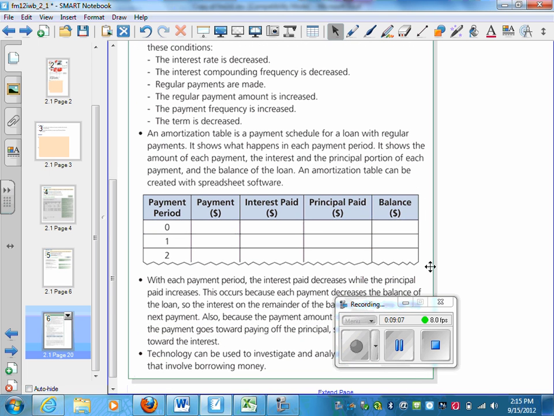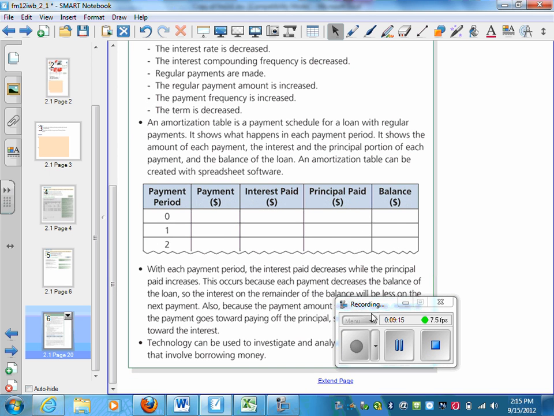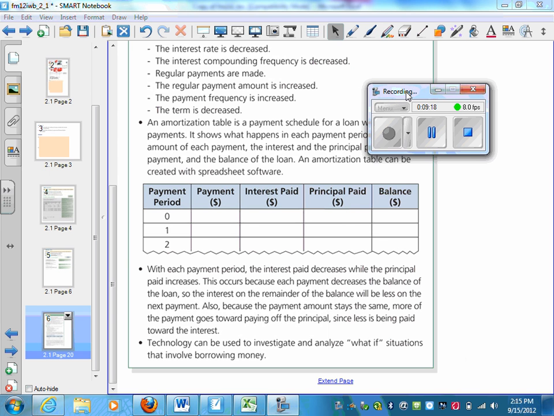And then we're going to sometimes use a table to show the amount of each payment, how much is interest, how much is going towards the principal, and your balance. With each payment period, the interest paid decreases while the principal paid increases. So in other words, this interest column is going to keep going down, this one's going to keep going up. So the interest on the remainder of the balance will be less. Also, because the payment amount stays the same, more of the payment goes towards paying the principal, since less is going towards interest. Okay? So you're going to be using spreadsheets quite a bit and some of your formulas from chapter 1.